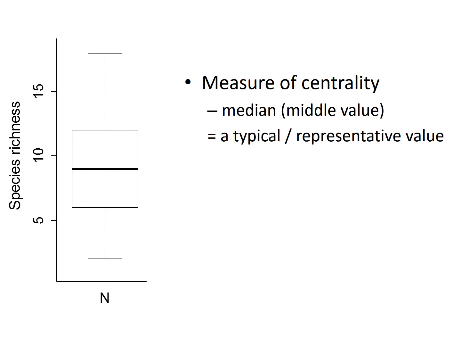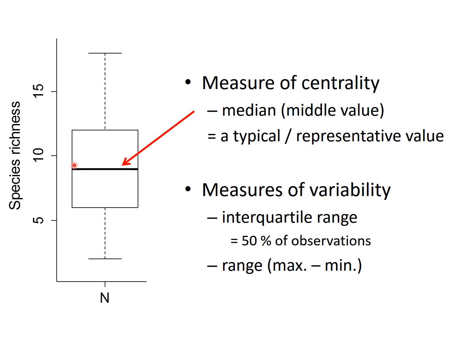What does that mean? It means it shows us a typical representative value. And here, that's represented by that line. So this in particular here is showing us the median or middle value of the data set. It also tells us two measures of variability.